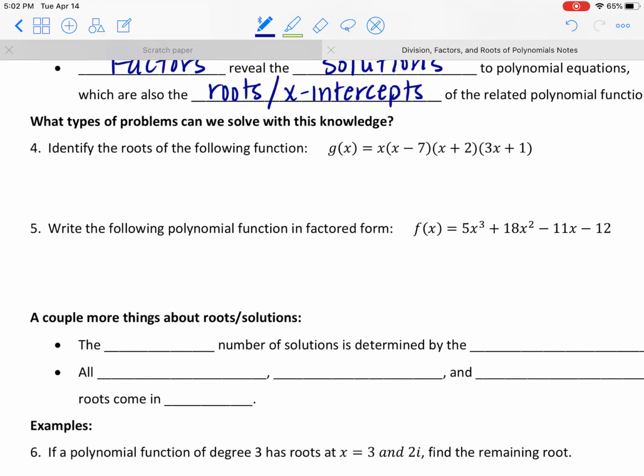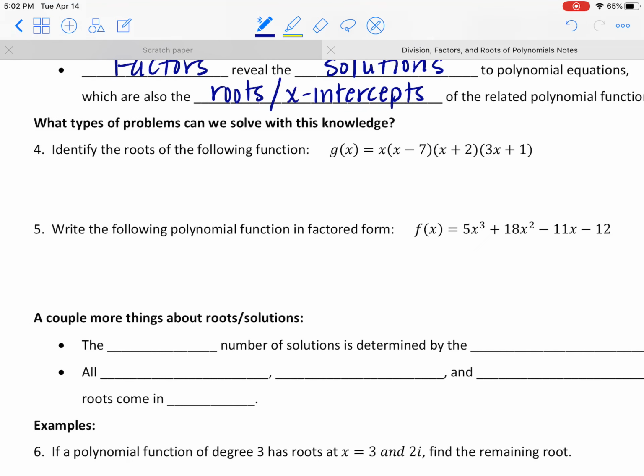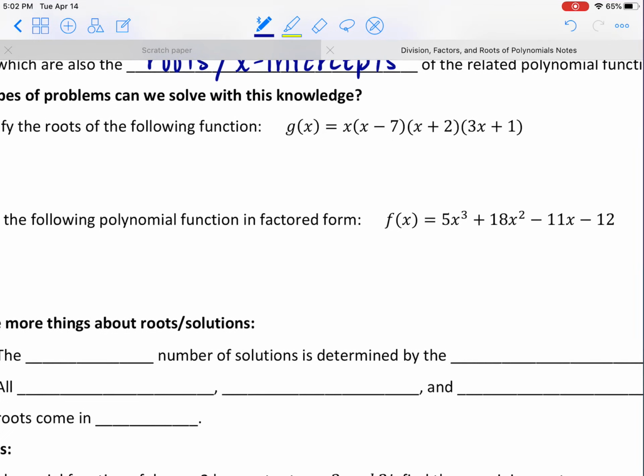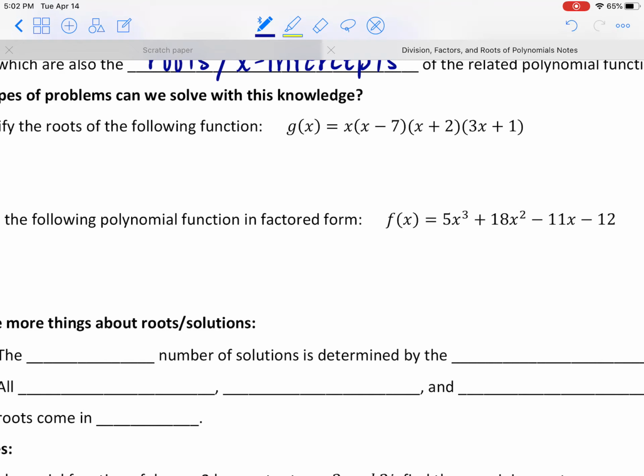So again, what kinds of questions could I ask you based on that information? Well, I could say, for number 4, identify all the roots for this function. Now it's a function, you could definitely put it in Desmos and graph it and see where it's crossing the x-axis, but because it's in factored form, you should be able to quickly identify the solutions or the roots. So what would zero all of these things out?